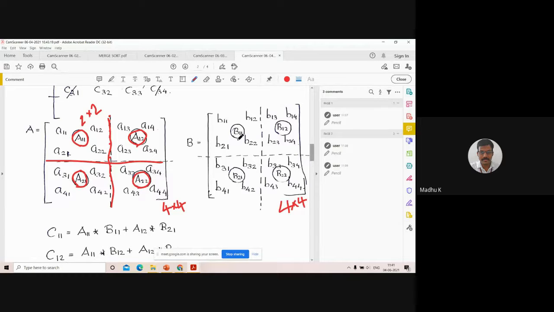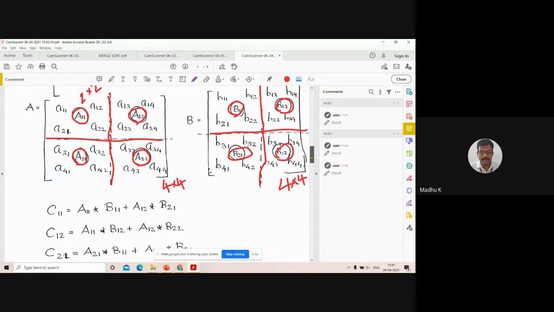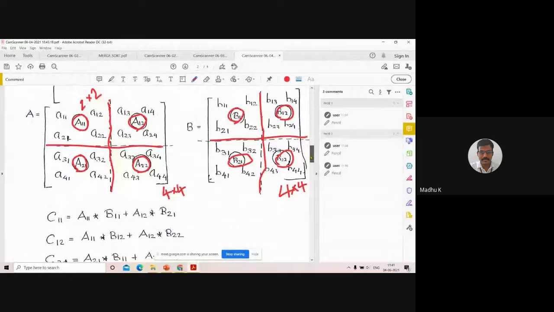We can divide B in this way. We can partition it into four matrices of order 2 by 2. So this is B11, this is B12, this is B21, this is B22.